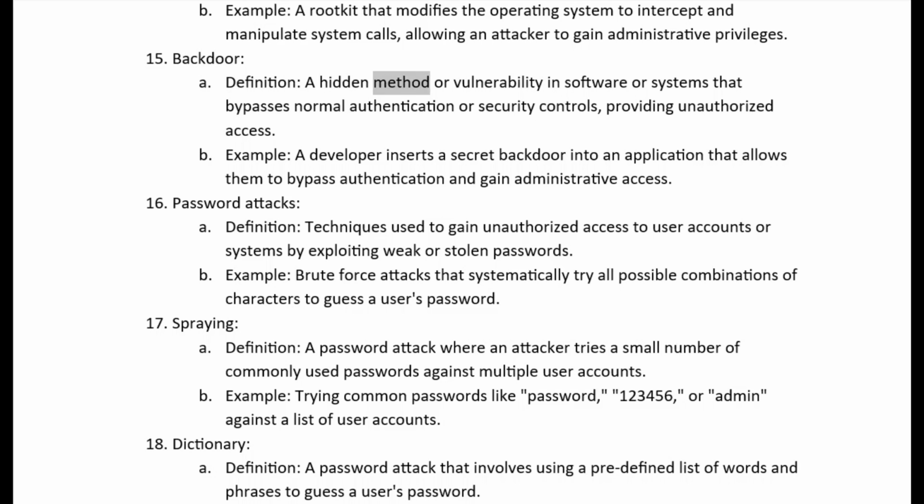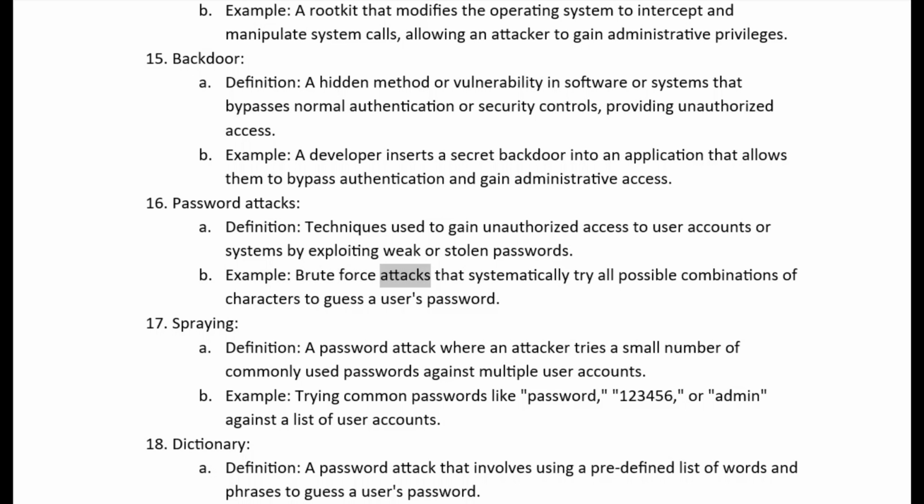Definition: a hidden method or vulnerability in software or systems that bypasses normal authentication or security controls, providing unauthorized access. Example: a developer inserts a secret backdoor into an application that allows them to bypass authentication and gain administrative access. Password attacks. Definition: techniques used to gain unauthorized access to user accounts or systems by exploiting weak or stolen passwords.